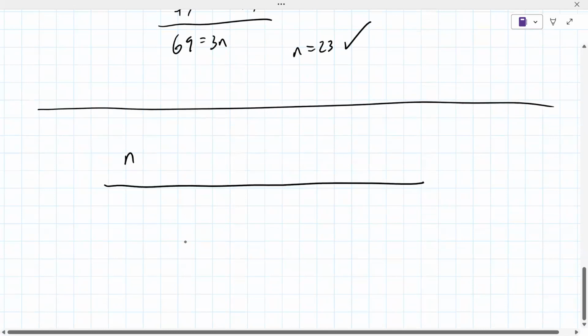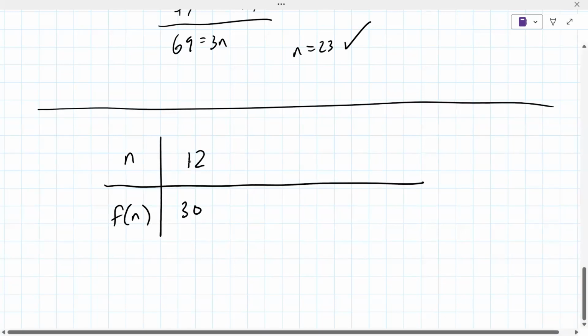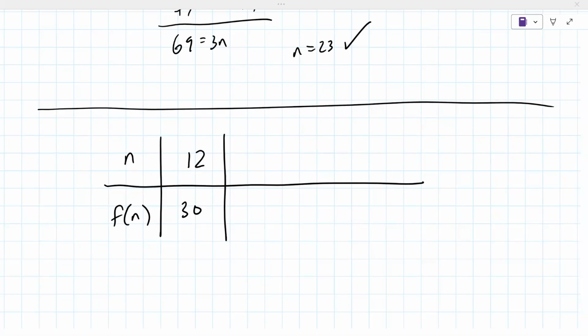Let's say I give you this table, n and f of n. All right, so let's say n is 12, f of n is 30, and 7 and 10. All right, so what we want to do is the same set of steps that you did in the previous problem.